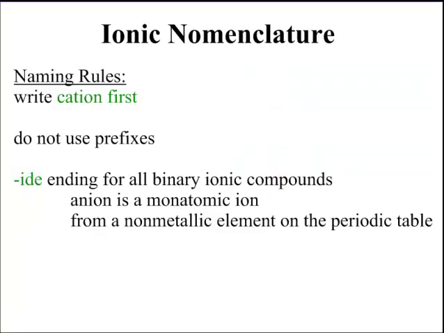Of course, you have to go the other way too. Here are the rules for writing ionic compound names. Again, cations come first. Do not use prefixes. They're no longer needed because the ions of specific charges can only combine in one possible ratio. And we use the -ide ending when the anion is a monatomic ion. That means the anion is the ion of a nonmetal on the periodic table. It's not a polyatomic ion.